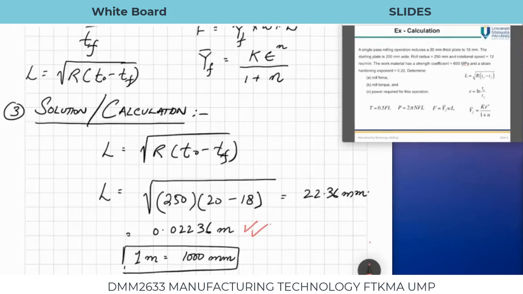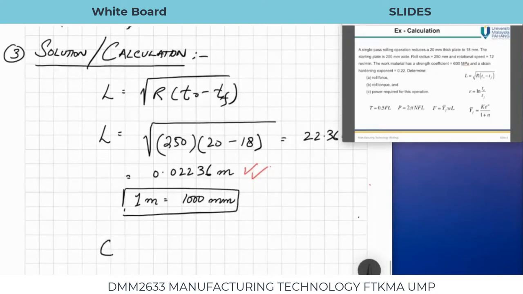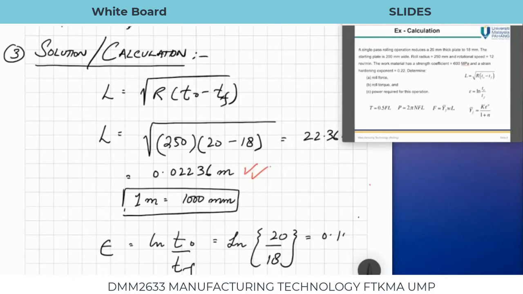Now I know the contact length, I want to calculate the strain. Okay, so strain epsilon is equal to ln t naught over t f. So this is equal to ln of 20 divided by 18. So this comes out to be 0.1054.